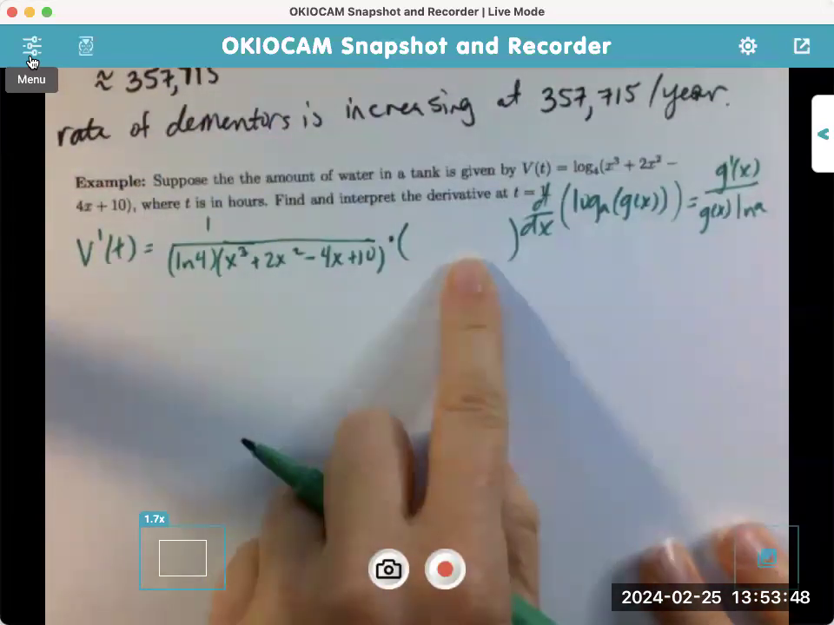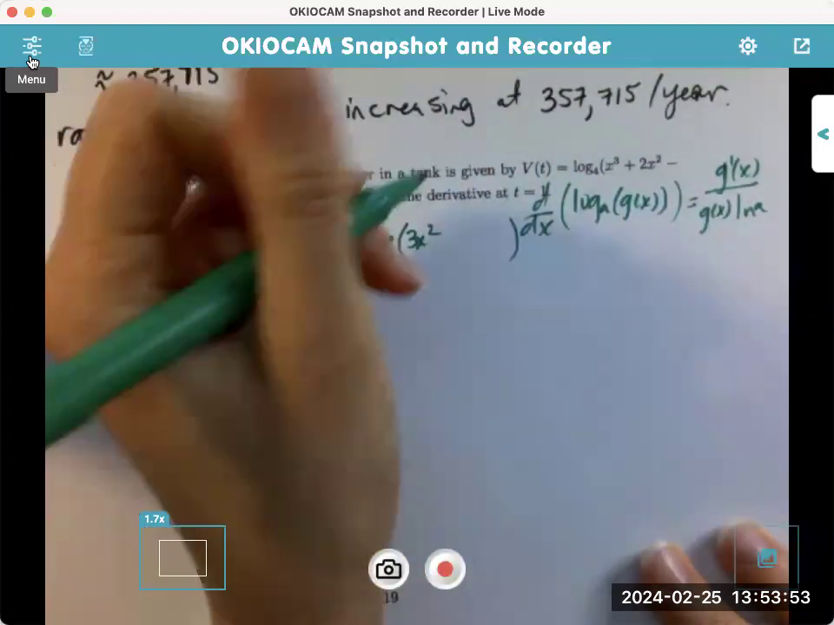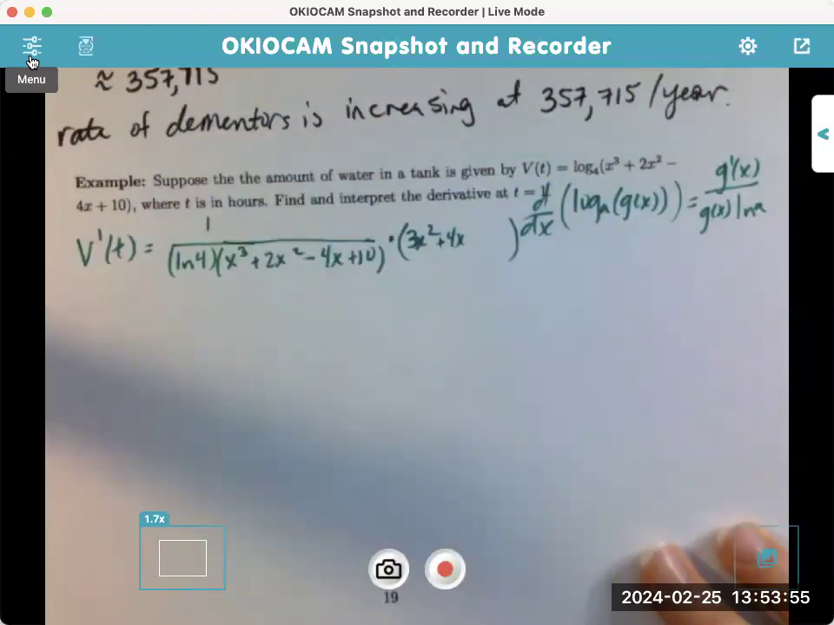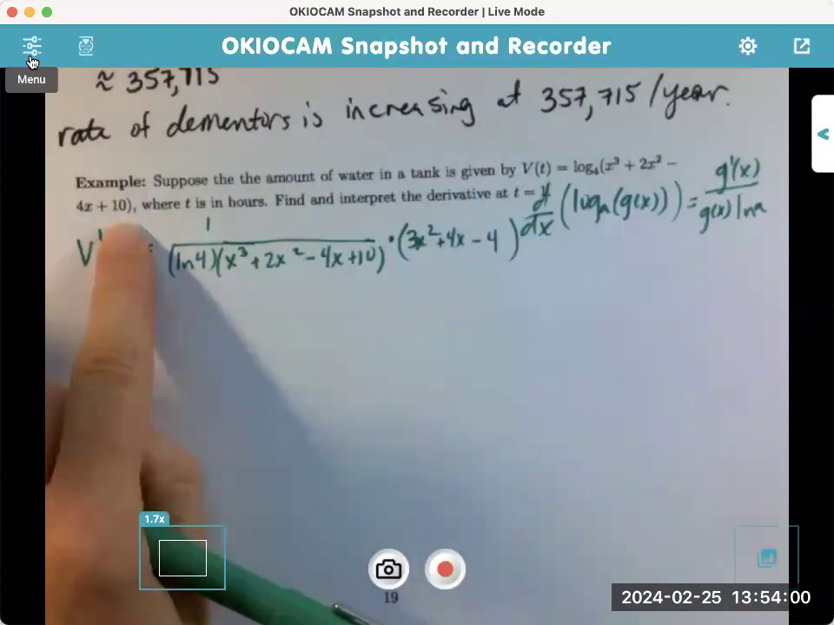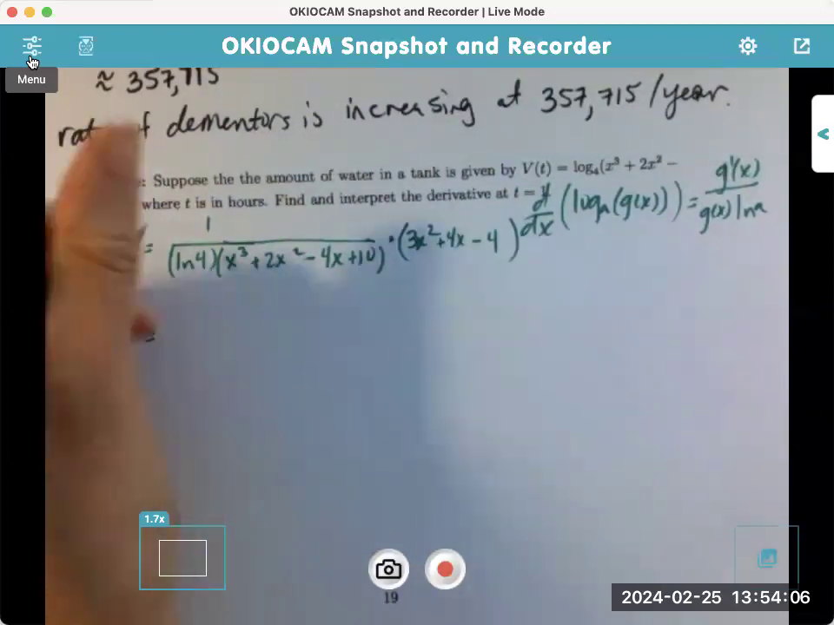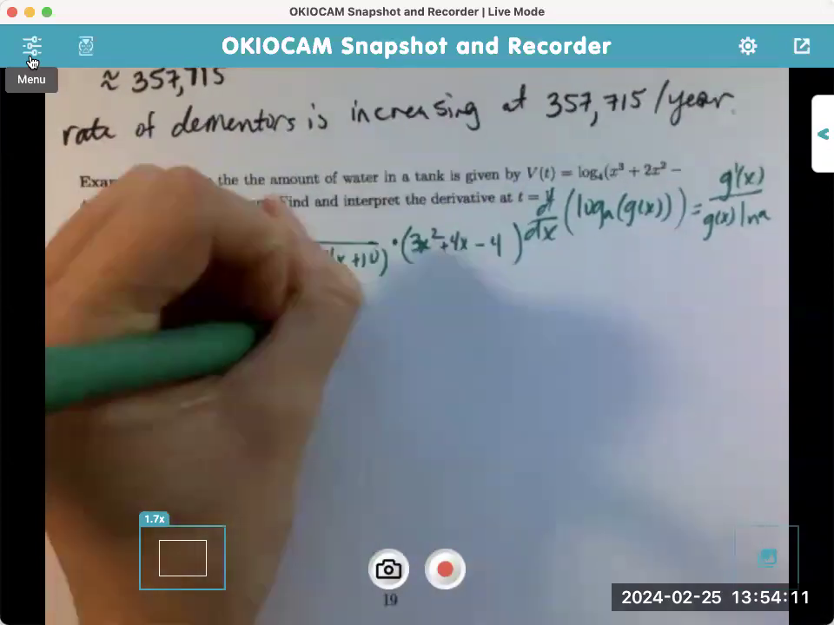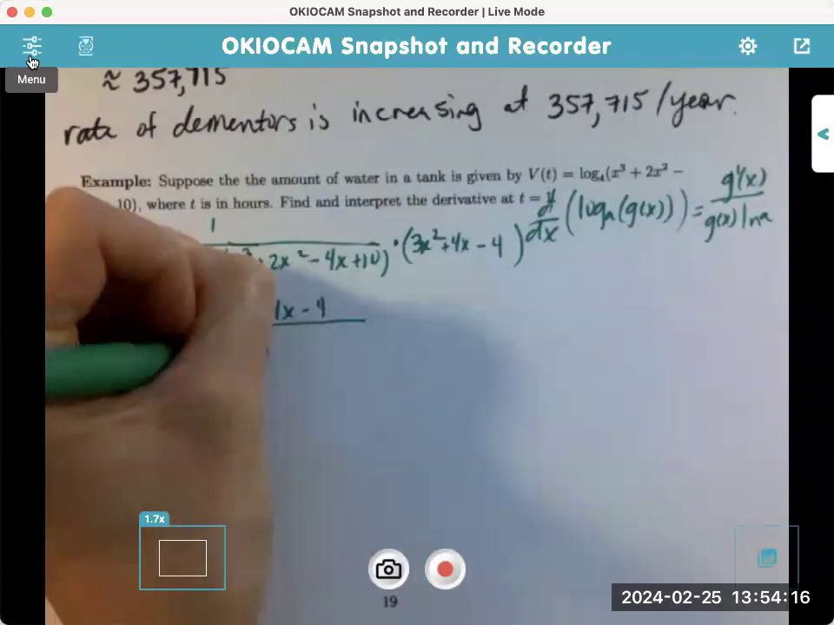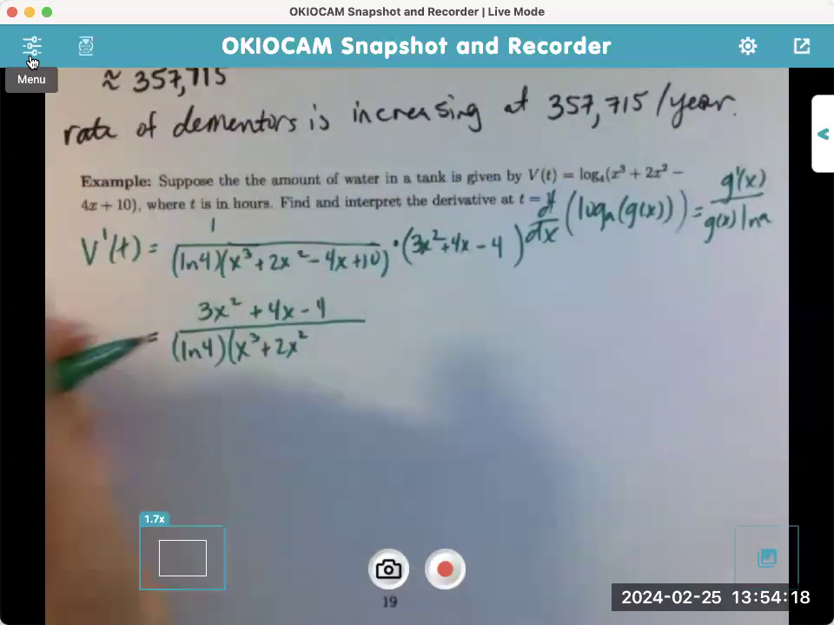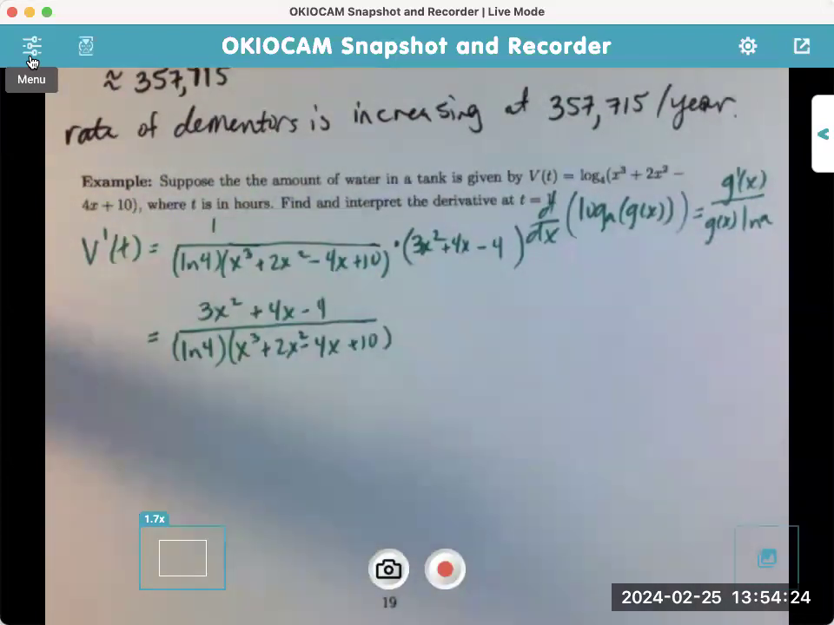Let's see if I can squeeze it in here. So 3x squared plus 4x minus 4, right? Because 10 is a constant, and remember, the derivative of a constant is 0. So I'm going to rewrite this so that it's pretty. It's 3x squared plus 4x minus 4 all over the natural log of 4 times x cubed plus 2x squared minus 4x plus 10. Okay, there you go.